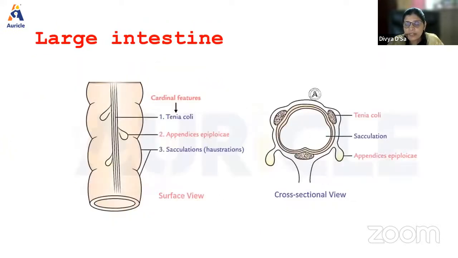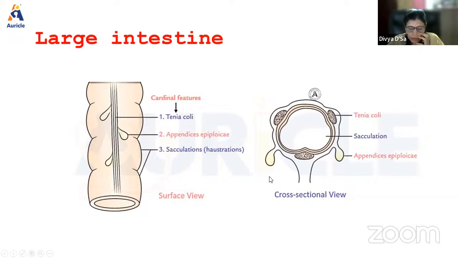Okay, so generally the large intestine will have 3 cardinal features. To call it a large intestine, it should have these 3 features: tinea coli, appendices epiploicae, and sacculations or haustrations. Tinea coli is basically a thickening. In 3 portions, we see the thickening of the longitudinal layer of smooth muscle, which forms thickening in 3 parts. That is known as the tinea coli.